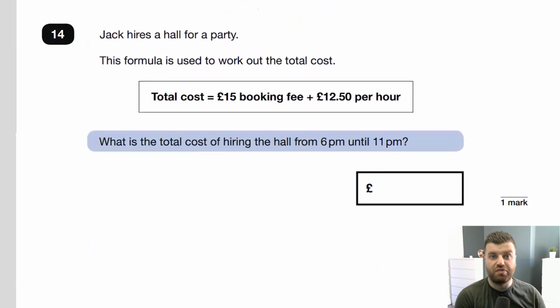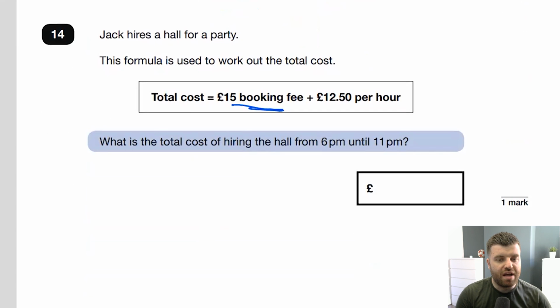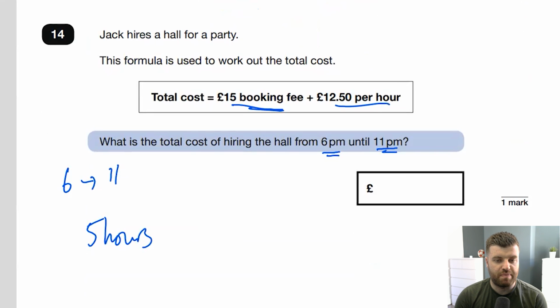Jack hires a hall for a party. Question 14. This formula is used to work out the total cost. Total cost equals a £15 booking fee plus £12.50 per hour. What is the total cost of hiring the hall from 6 p.m. until 11 p.m.? Well, first thing, 6 until 11, that's 5 hours. So the hourly rate is £12.50, so we need to do £12.50 multiplied by 5.